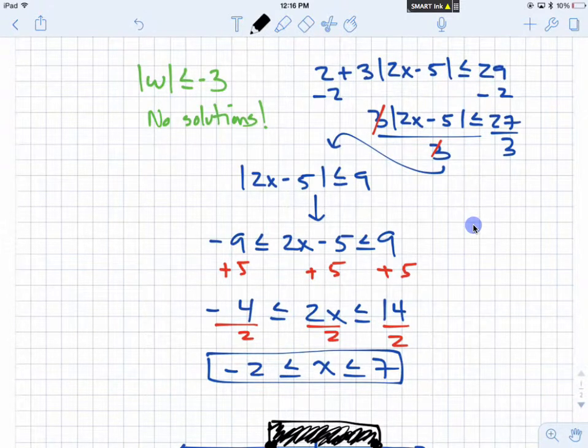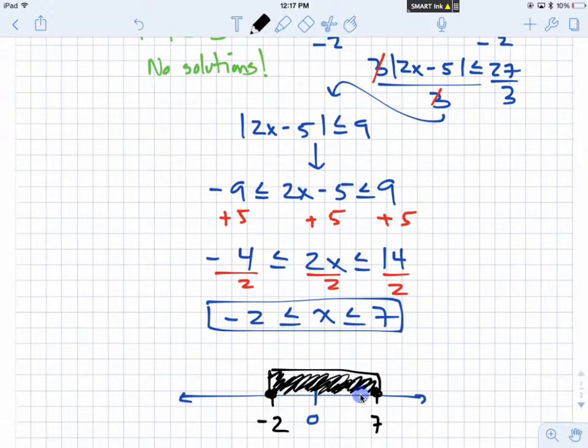An even better check is to try these endpoints. See if negative 2 works. If you were to substitute negative 2 in for x, it should make this left-hand side exactly equal to 29. And if you try 7 in for x, you will find that this left-hand side is exactly equal to 29, which shows that these two numbers are indeed the boundaries of our solution set.